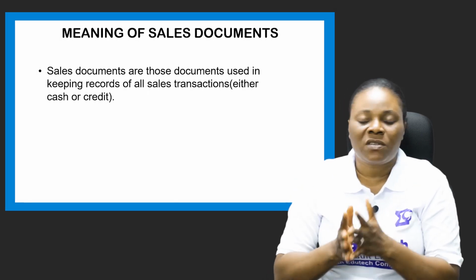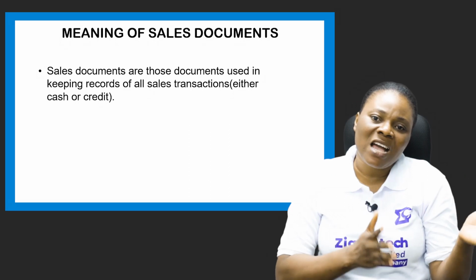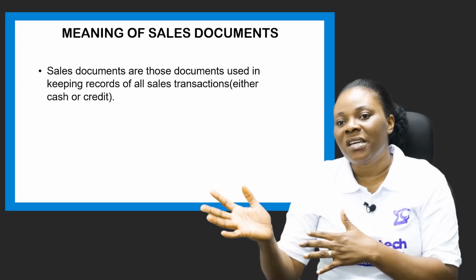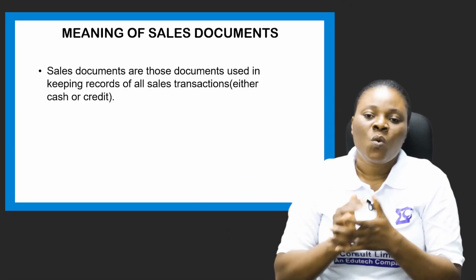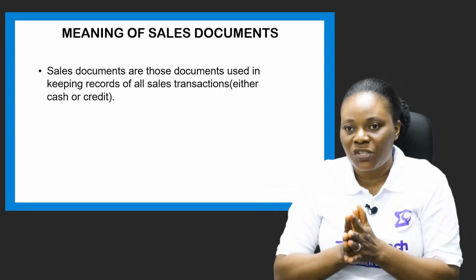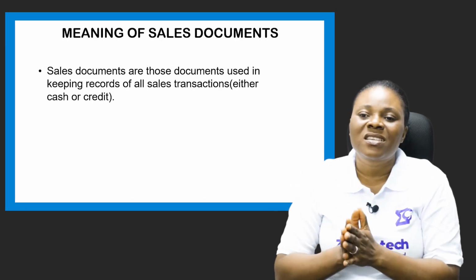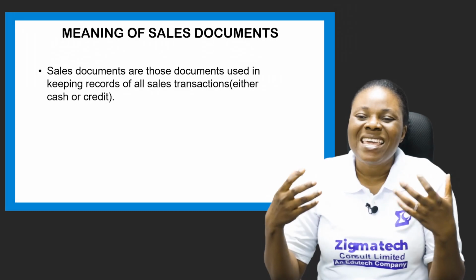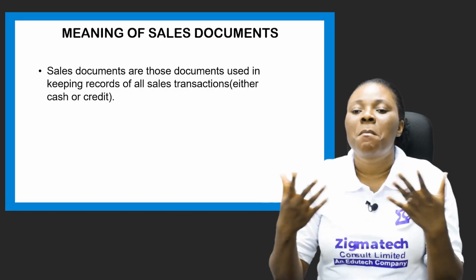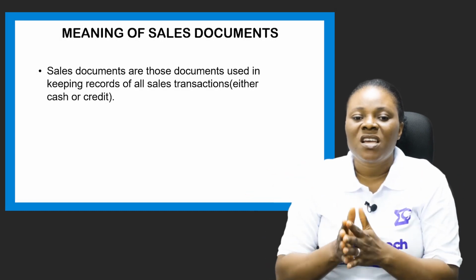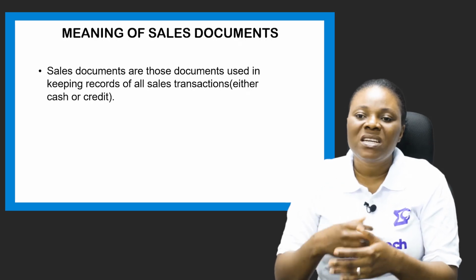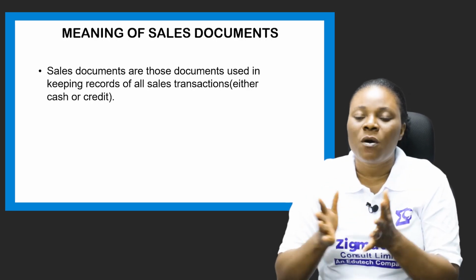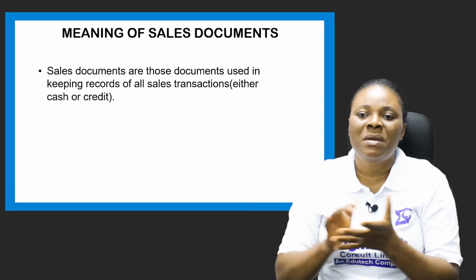And there are two types of transactions. We have the cash transactions and the credit transactions. What do we understand by cash transactions? Cash transactions are transactions that involve the immediate exchange of money. They are transactions in which money is immediately exchanged for what has been bought. What do I mean by this?